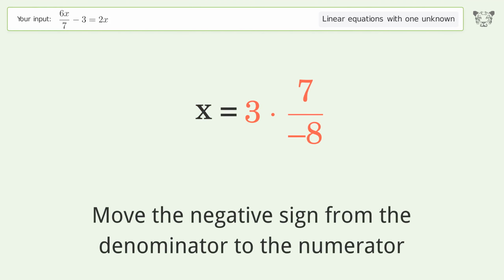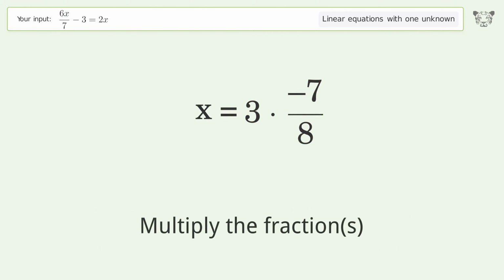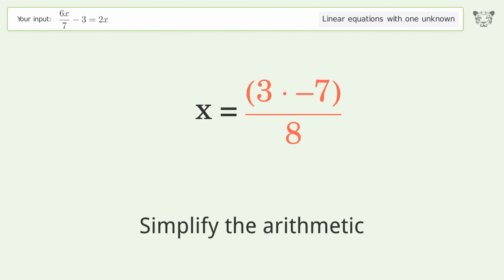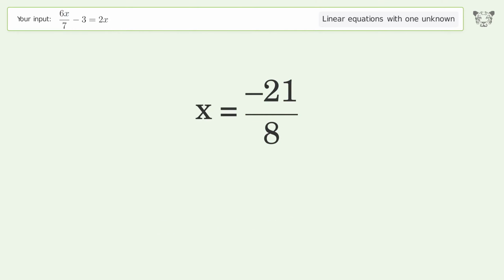Move the negative sign from the denominator to the numerator. Multiply the fractions. Simplify the arithmetic. And so the final result is x equals -21/8.